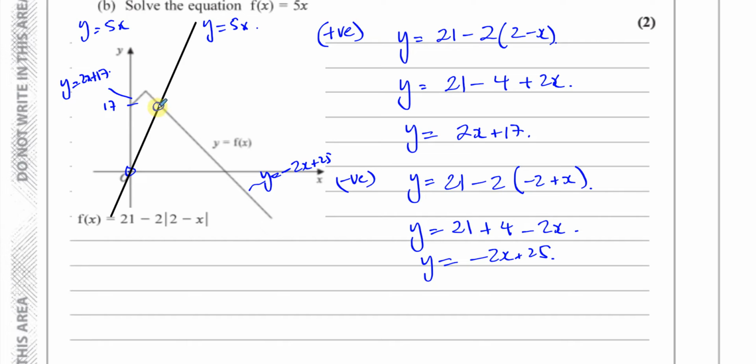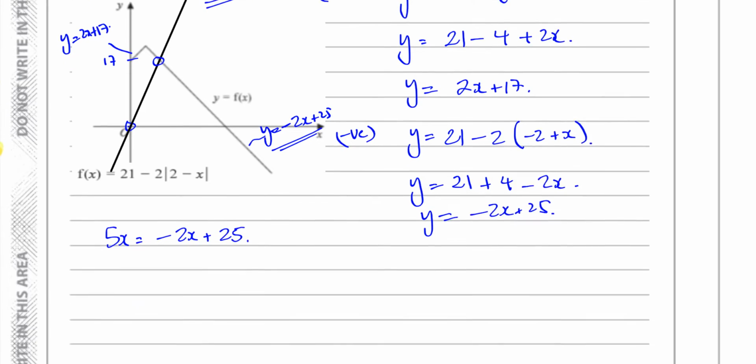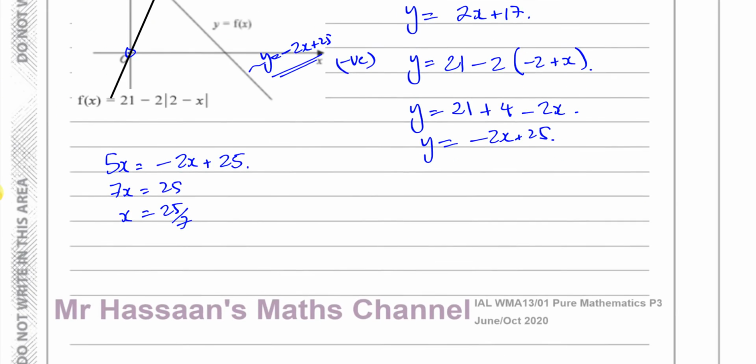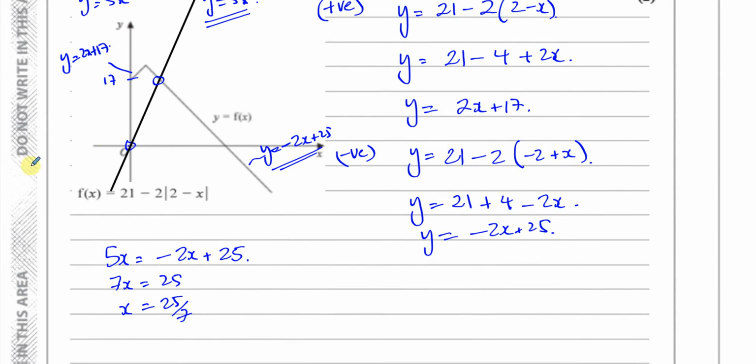Okay, and I can see that the intersection is going to be when y equals 5x and y equals minus 2x plus 25. Okay, so if I equate 5x to minus 2x plus 25, then I can find the solution. If I add 2x to both sides, I'm going to get 7x equals 25. So x equals 25 over 7. They're only asking for the solution of that equation, so they only want the x value. Okay, so that's the answer to that question, and that's the only answer.